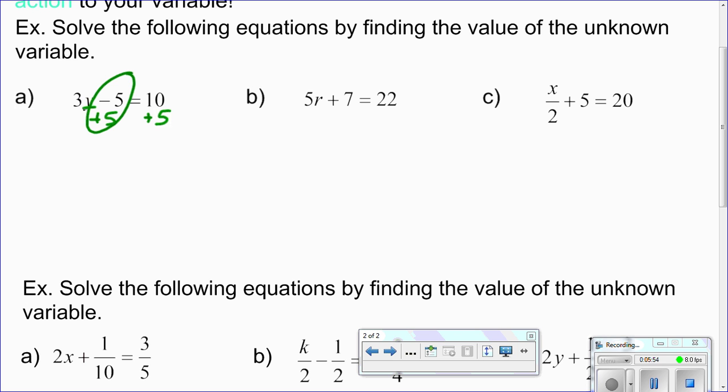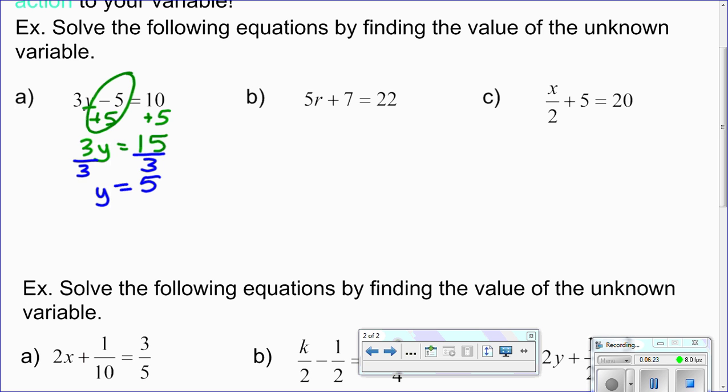Minus 5 plus 5 cancels out to 0, right? If we're thinking of 0 pairs or opposite integers, when you put them together, they equal 0. So now we get 3y equals 15. Now I can deal with that timesing piece by dividing both sides by the coefficient, and we get y equals 5. Okay, and if we just do a quick check, 3 times 5 is 15, take away 5 is 10. So yes, that does work for our answer.